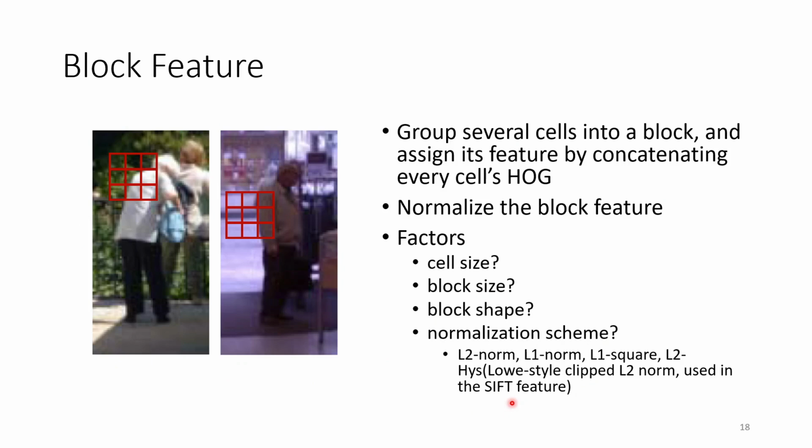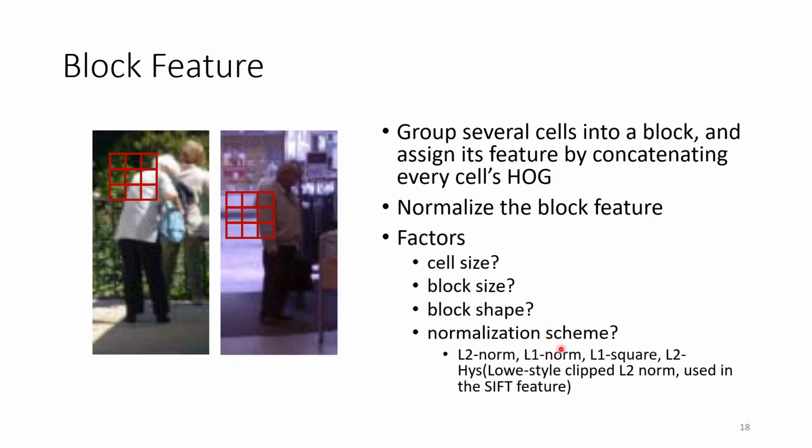Now, okay, for a cell, we can create a histogram of gradient. The next step is they use several cells to combine those histograms of gradient into a longer vector, and they call it a block. Okay, for this example, there are 9 cells combined as a block. Okay, so there are other questions about the factors. What should be their cell size? And the block size, so in this case, it is 3 by 3, but is it best? Okay. And the block shape, should it be square or circular?